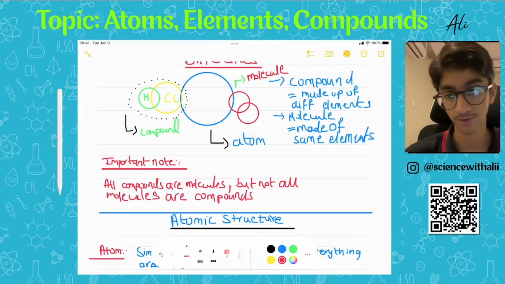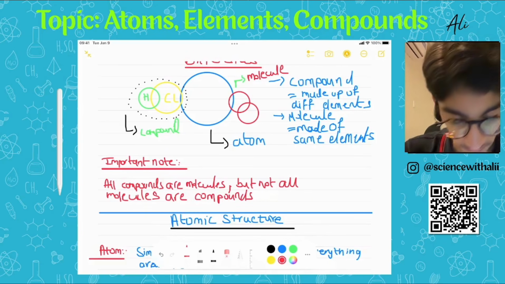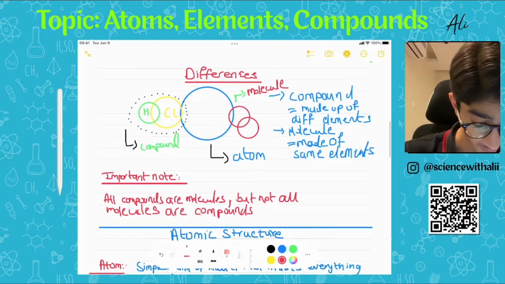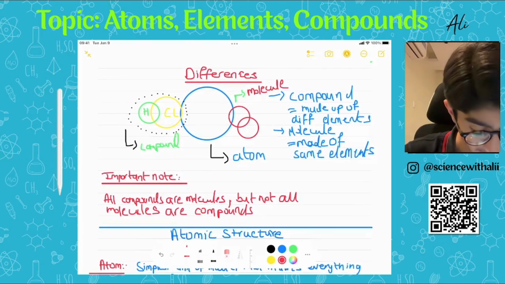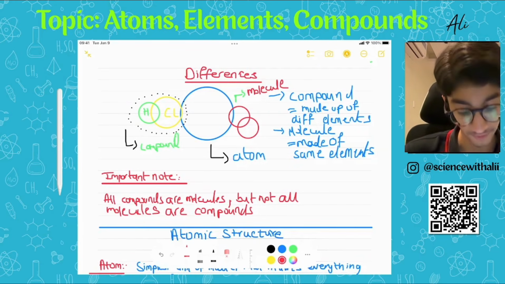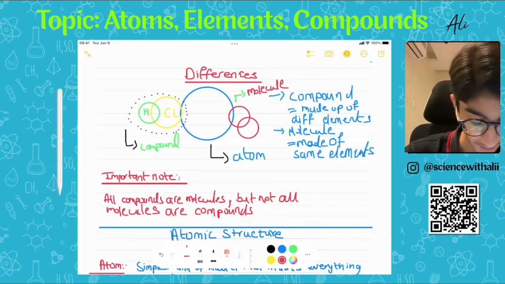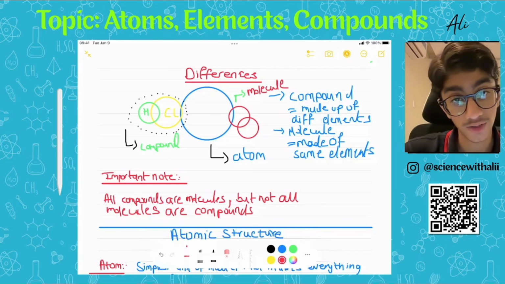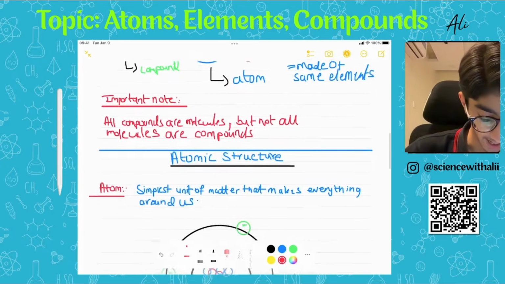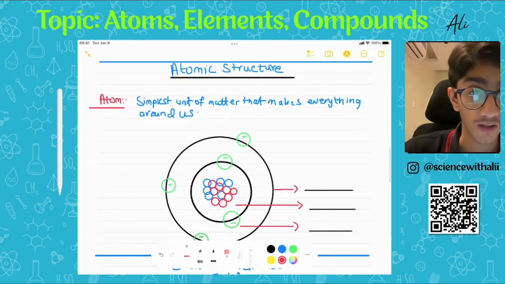All right, so this is pretty easy. It's not confusing at all. Just think of it this way: if you have oxygen gas, it's a molecule because it's the same type of element. And if you have HCl, for example, which I've drawn over here, that is a compound because it's made of different elements. So now let's dive into atomic structure and the periodic table.